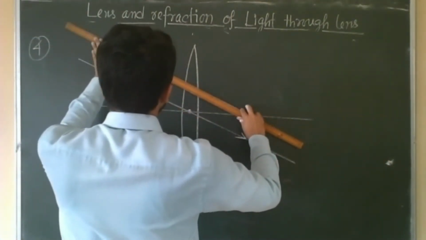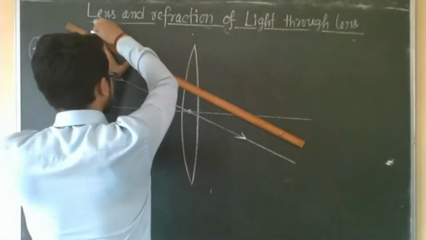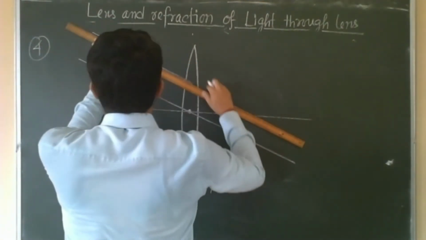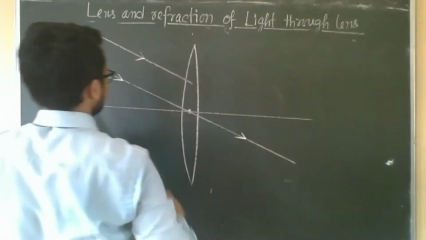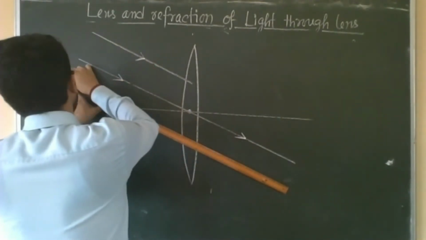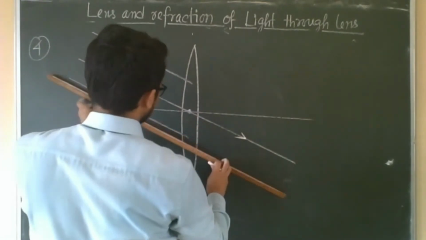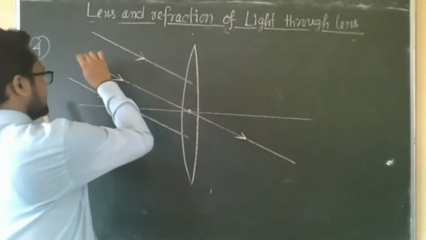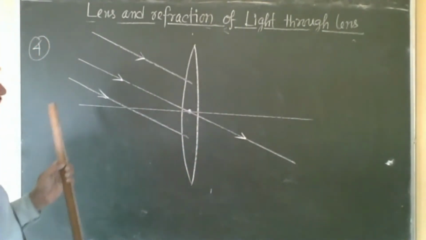Other few rays, you take 2, 3 rays. Here is another ray. The rays are parallel to one another, but they are not parallel to the principal axis. Right? Rays are parallel to one another, but the rays are not parallel to the principal axis.